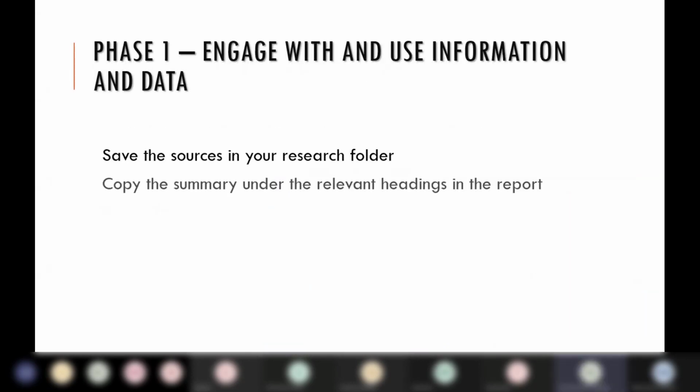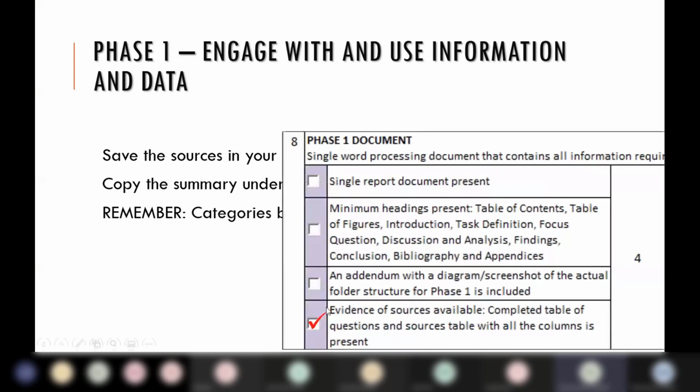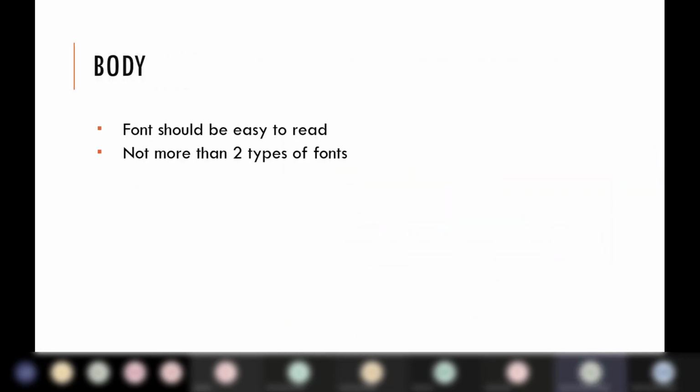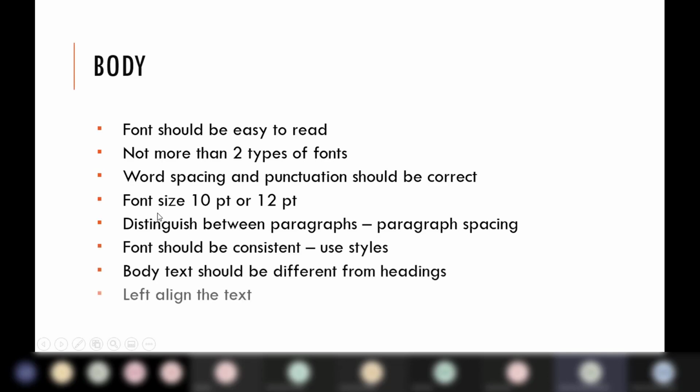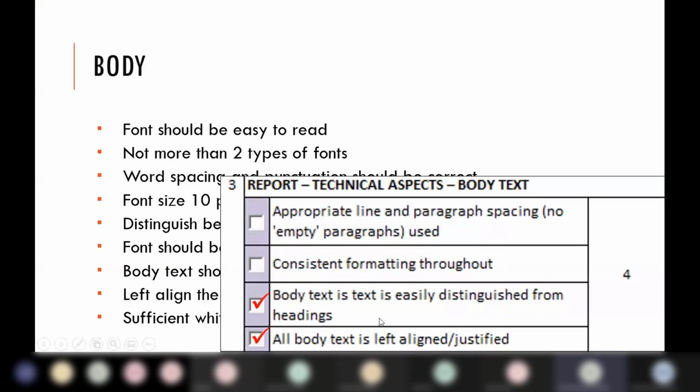Then you save your sources in your research folder, and then you can get this last mark. Nothing has changed. Right, now you can stop there, or you can take this information and put it underneath the headings that you put in your report. Okay, remember that you should consider the font and the font size, because this counts marks in phase 3. Look, phase 3, the report, body text, and all body text is left aligned. So it counts marks in phase 3. What you do in phase 1.